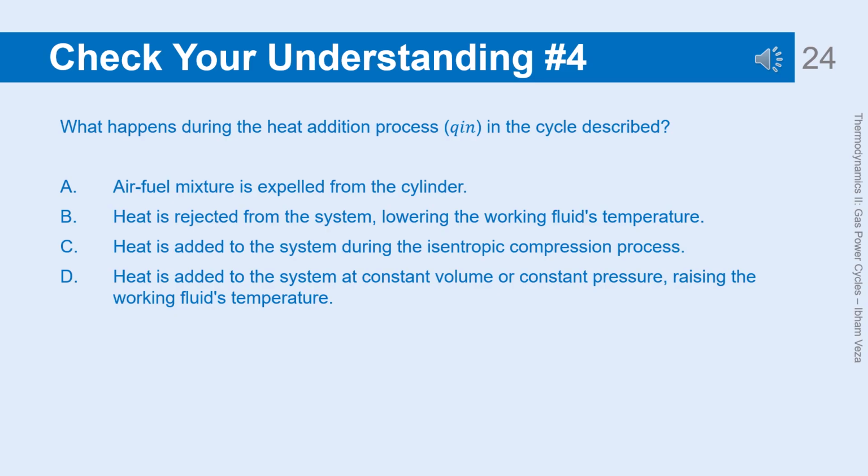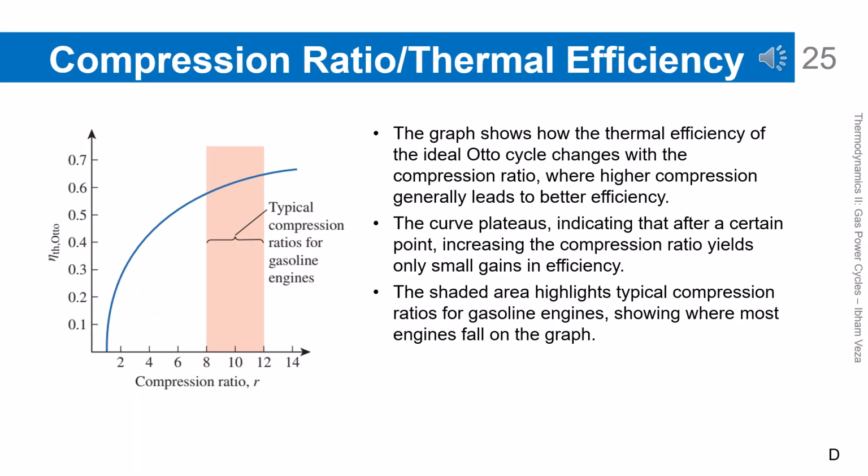B. Heat is rejected from the system, lowering the working fluid's temperature. Incorrect because heat rejection, Q_out, occurs in a different part of the cycle, not during heat addition. C. Heat is added to the system during the isentropic compression process. Incorrect because heat addition occurs during constant volume or pressure, not during isentropic compression, which involves no heat transfer. Compression ratio versus thermal efficiency in Otto cycle.